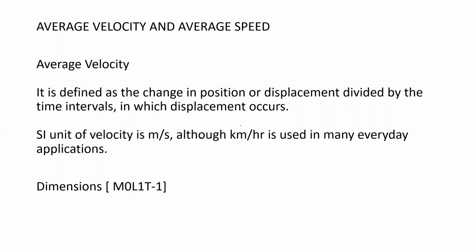Similarly, velocity can also be defined as 4 types. That is uniform velocity, non-uniform velocity, average velocity, and instantaneous velocity. These are the 4 types of velocities. Here we have the definition of average velocity. It is defined as change in position or displacement divided by the time interval in which displacement occurs, is known as average velocity.